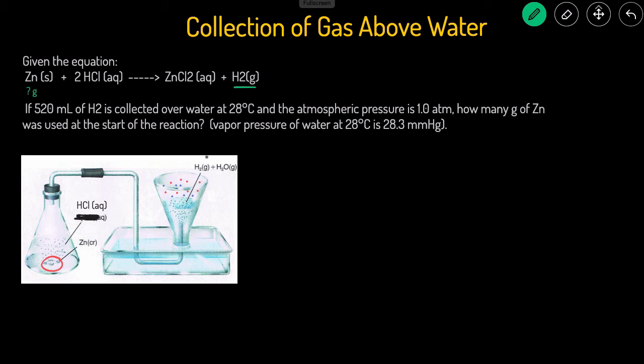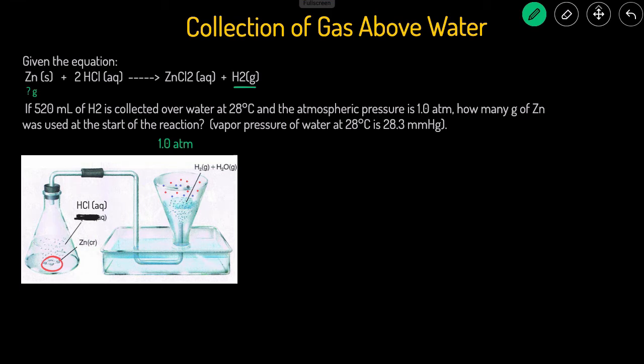So we're given the volume of the gas. It's 520 milliliters. We're also given the atmospheric pressure. So it tells us that the pressure on the outside is 1 atm. That's also going to be the pressure of what's on the inside. So we know that the total pressure is 1 atm, but this is the total pressure.